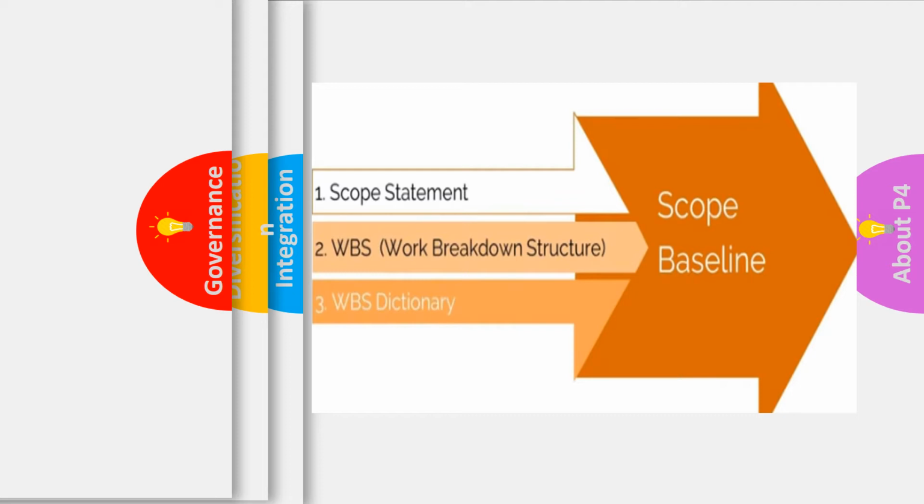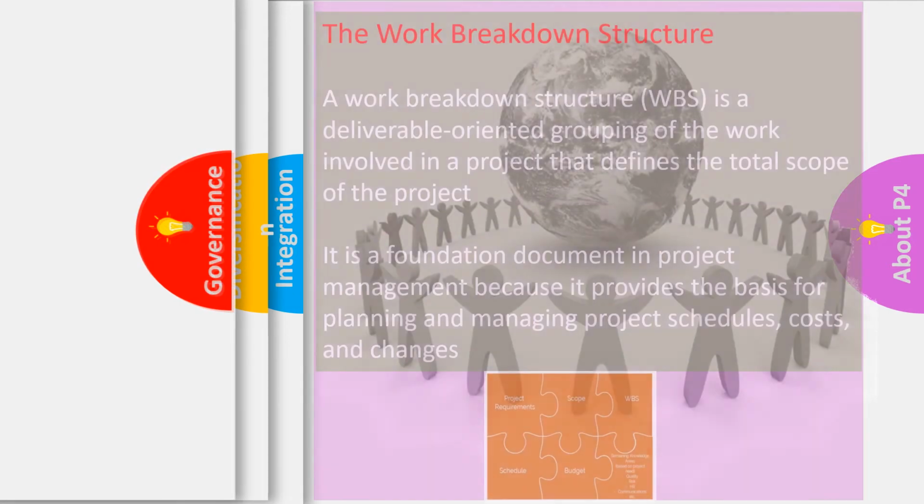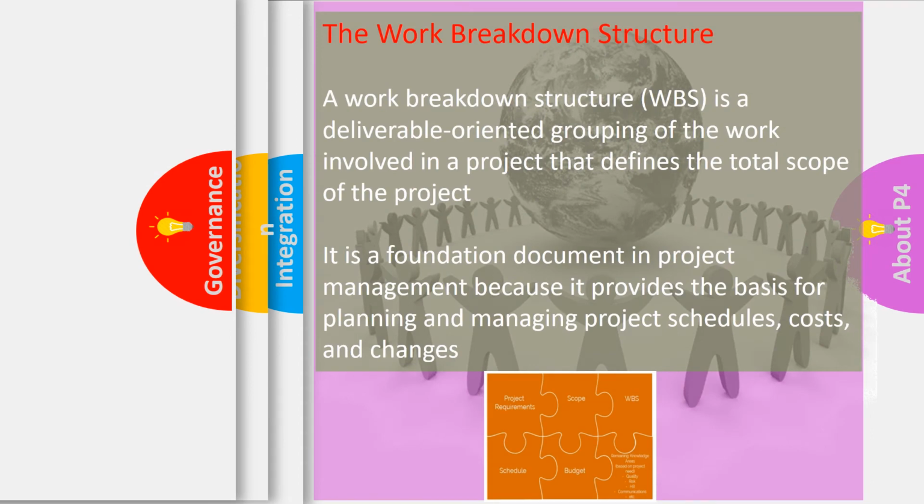And once you know the work breakdown structure, you can then apply degrees of risk to it as well, to see what could or could not happen. So when we look at the work breakdown structure, it's a deliverable-oriented grouping of the work involved in a project that defines the total scope of the project. It's literally the details of the different sections and subsections within them, to determine exactly what is required to do this.